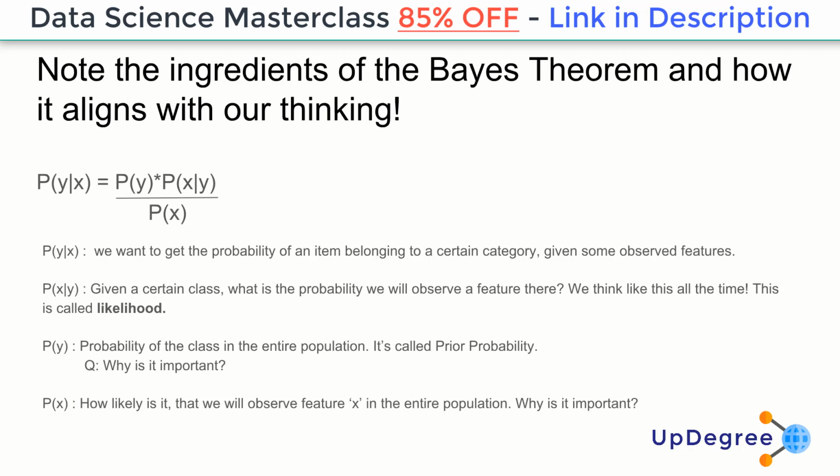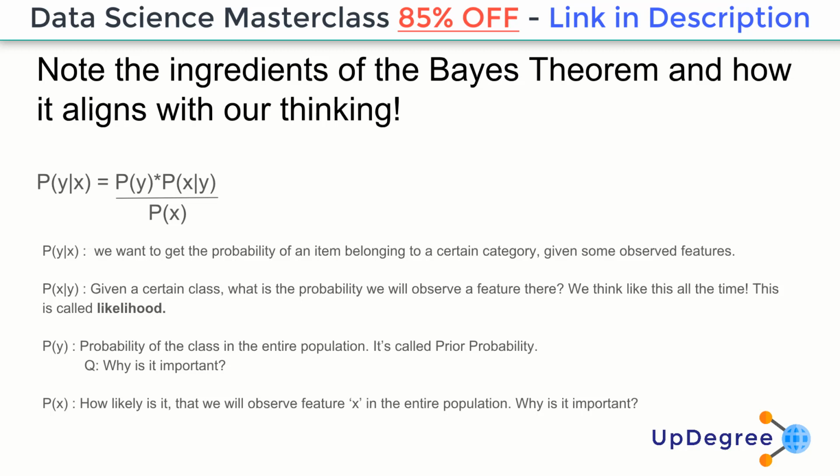So now see how the ingredients of our thinking are put as the Bayes theorem. The Bayes theorem has 3 ingredients: the probability of the class, the probability of the feature, and the probability of that feature occurring in that certain class. The probability of the feature occurring in that certain class, group or category, whatever you call it, is called likelihood, which is P(x|y). And the probability of the class occurring in your population is the prior probability.